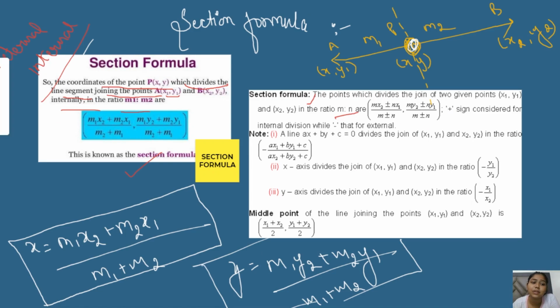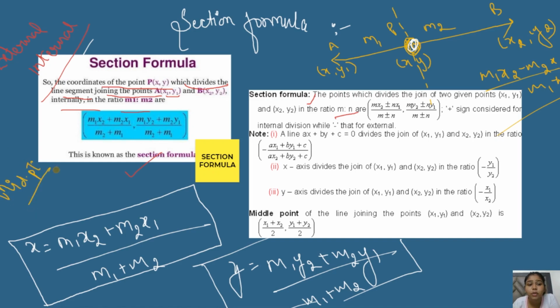When it is external, then the formula will be like m1 x2 minus m2 x1 divided by m1 minus m2. Am I right? In case of the external one, you just have to replace the positive signs with the negative one, and that will be your external division. Right, so this is what we call the section formula. And in case of section formula, you will also learn about the midpoints.